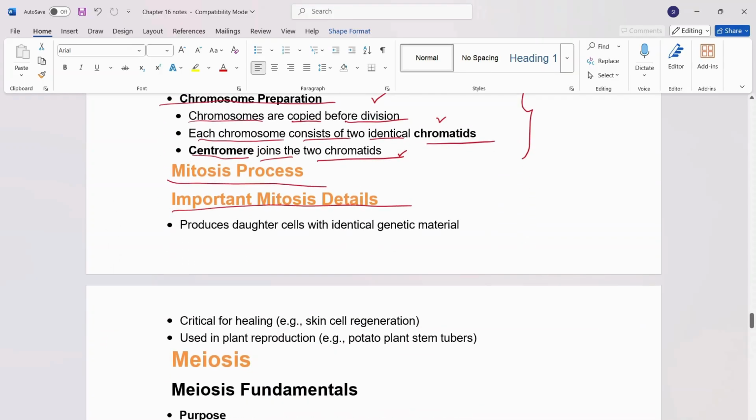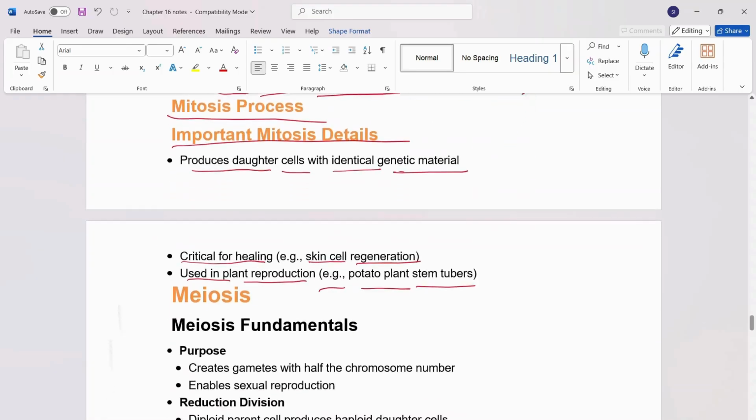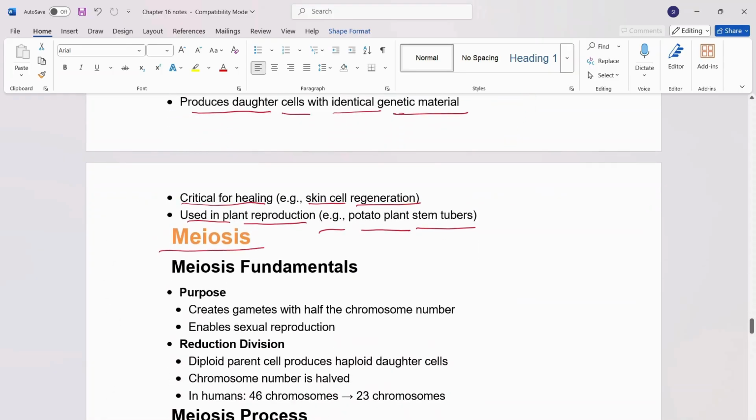Now let's talk about the mitosis process. Important mitosis points are: it produces daughter cells with identical genetic material. It is critical for healing, for example skin cell regeneration. It is used in plant reproduction, for example potato plants and stem tubers. Alright, now let's talk about meiosis.